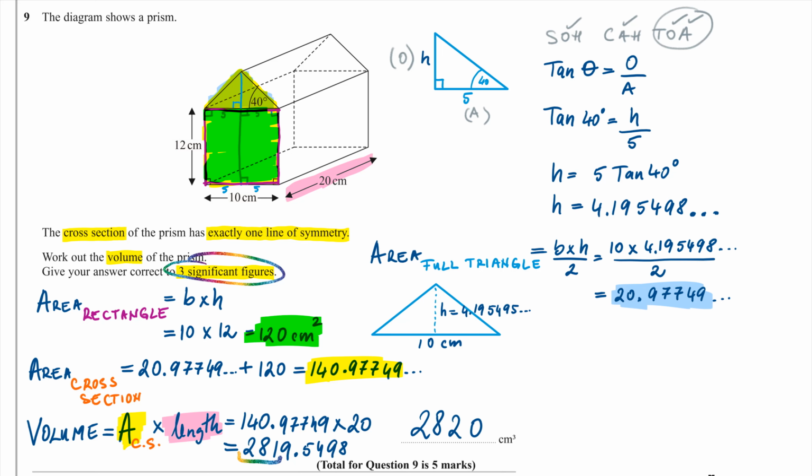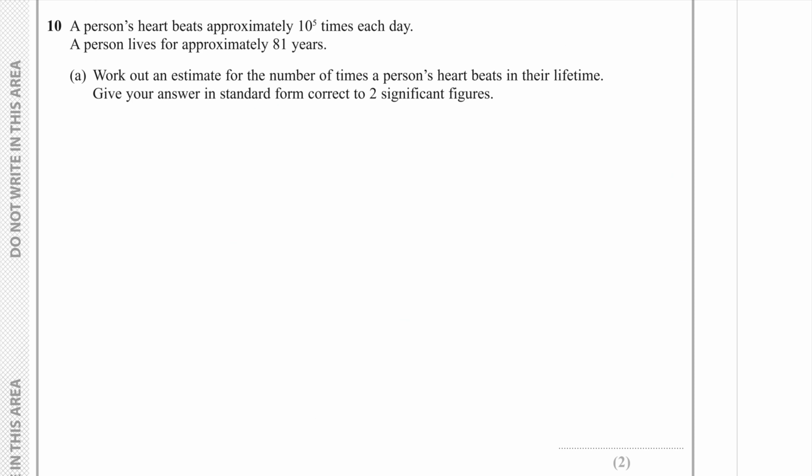2820. Question 10. A person's heart beats approximately 10 to the power of 5 times each day. A person lives approximately 81 years. Work out an estimate for the number of times a person's heart beats in their lifetime. Give your answer in standard form, correct to 2 significant figures.